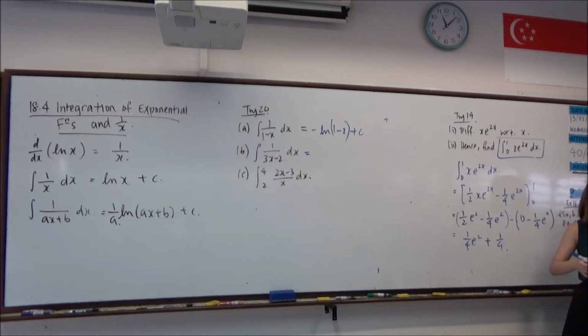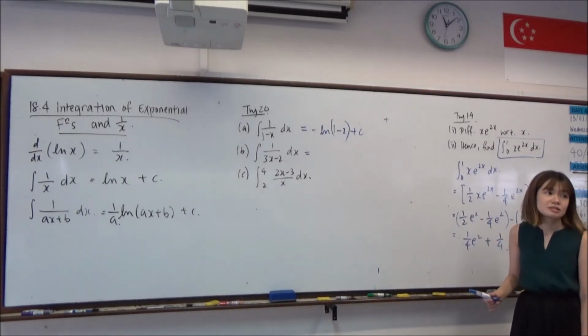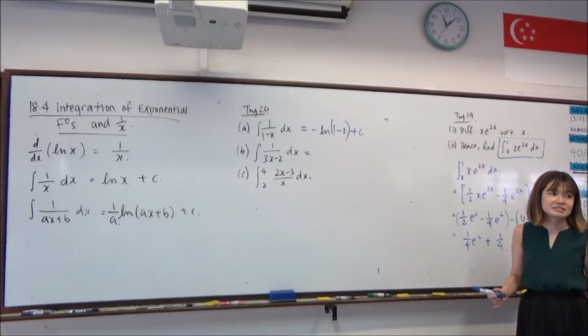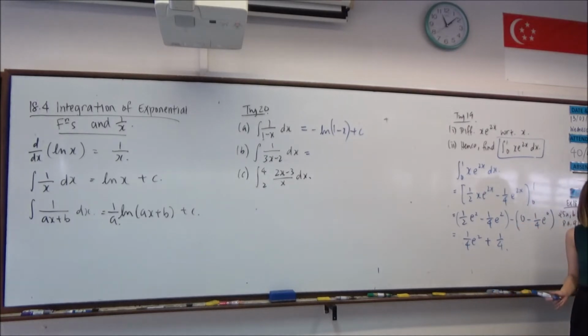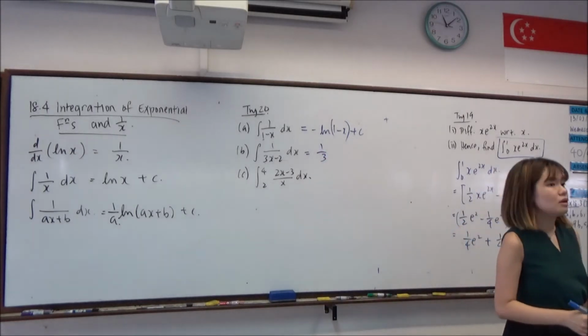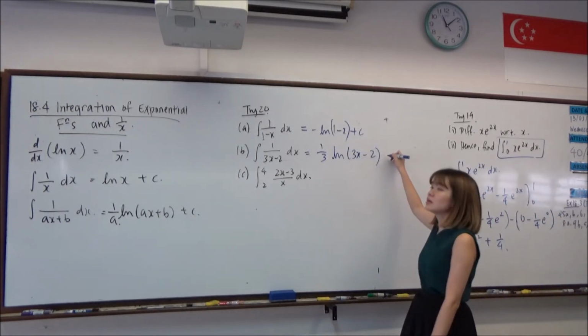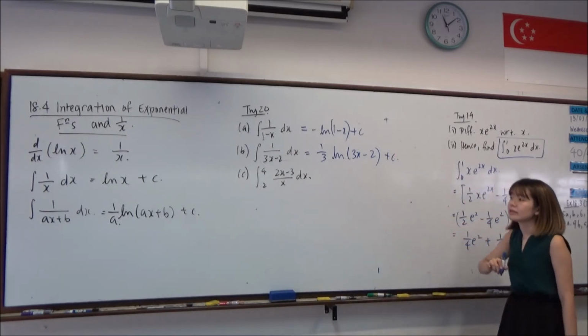If I want to integrate 1 over 3x minus 2, what do you think is the answer? What is the coefficient of x? 3. Okay, so looking at this formula, how do you apply it? 1 over 3 ln of 3x minus 2, then plus c. Okay, good. And then the last one, part C.